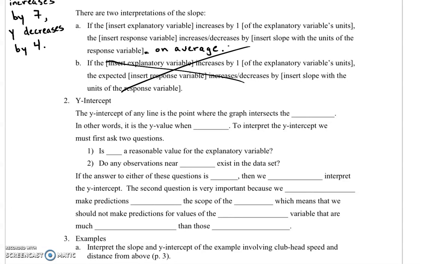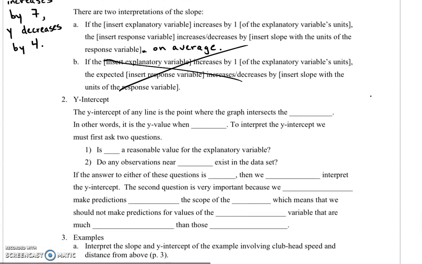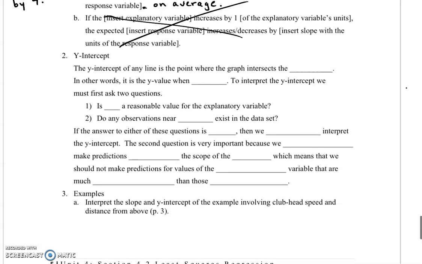Okay, so the y-intercept of any line is the point where the graph intersects the y-axis, which is the vertical axis. In other words, it's the y value when the x value equals 0.